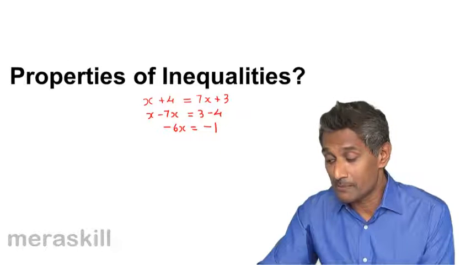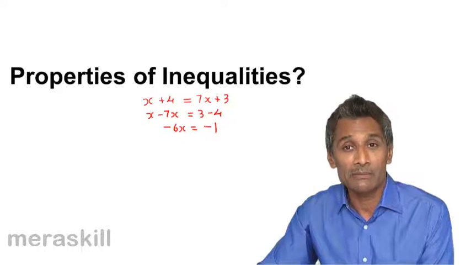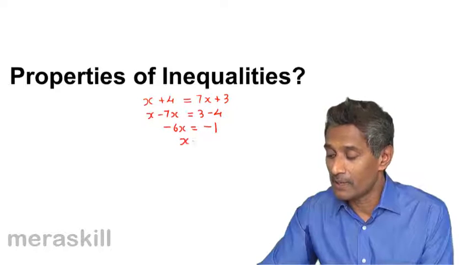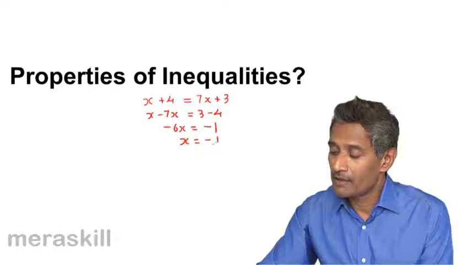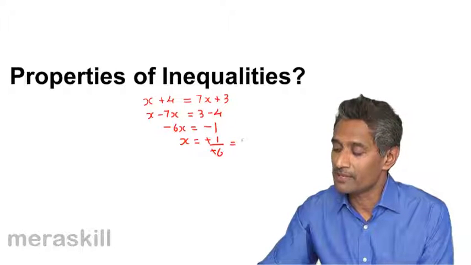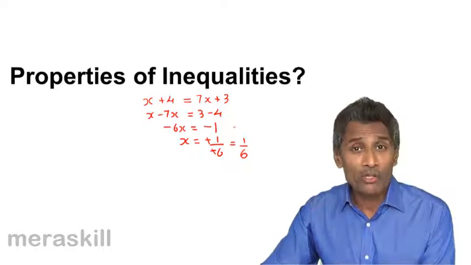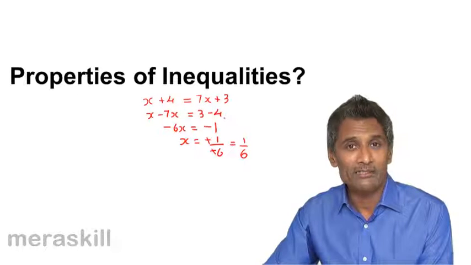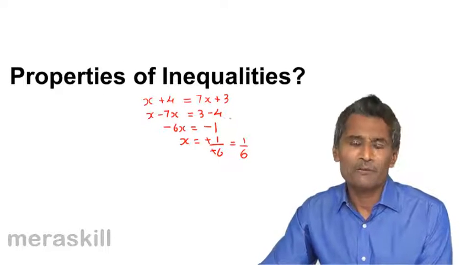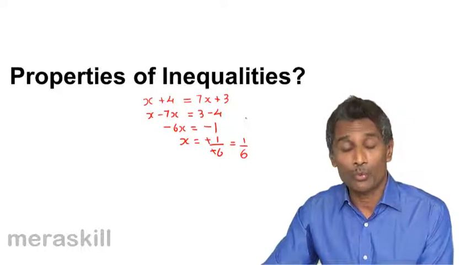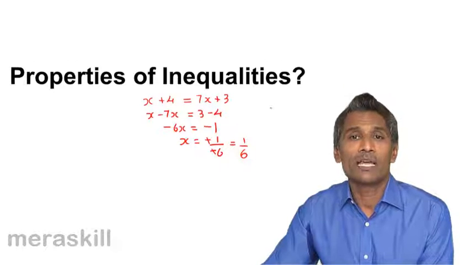Now, since minus 6 and x are multiplied, we need to separate them. So we divide both sides by minus 6, and this gets cancelled and you have x is 1 by 6. An inequality also has to be solved quite the same way. But there are a few variations when it comes to what it is that you're doing.